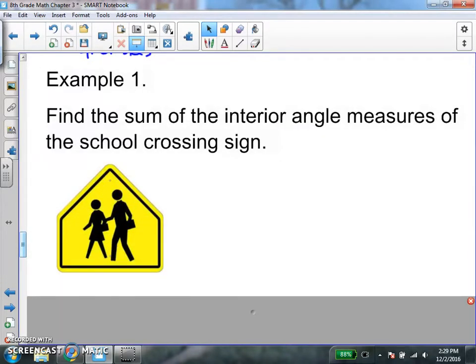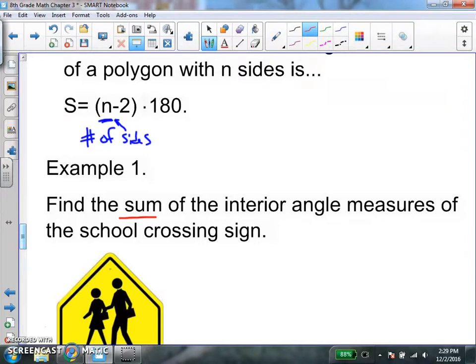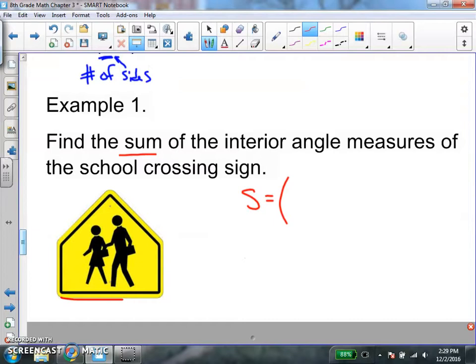It says find the sum of the interior angle measures of the school crossing sign. So it wants us to find the sum, so the total when we add together the interior angle measures of the school crossing sign. Well, to do that, go right back to your key idea. It says to find the sum of those interior angle measures, all you have to do is to use this equation. The sum equals the number of sides. So do I know my number of sides? Let's count on this school sign. 1, 2, 3, 4, 5. Okay, so I have 5 sides minus 2 times 180.